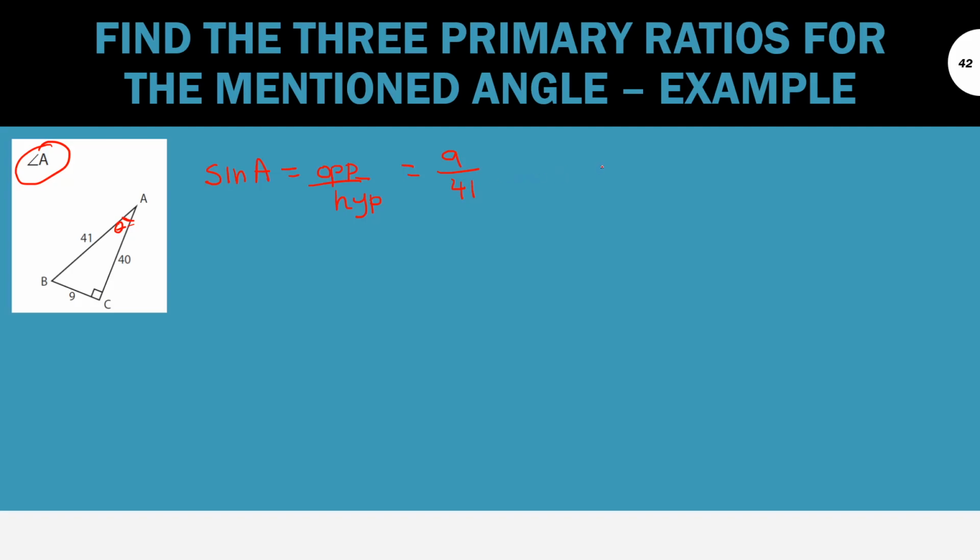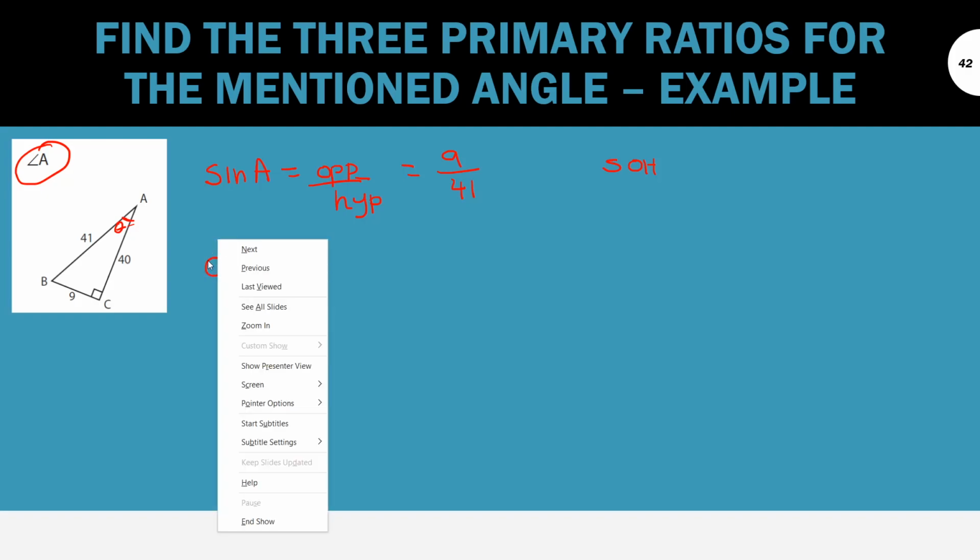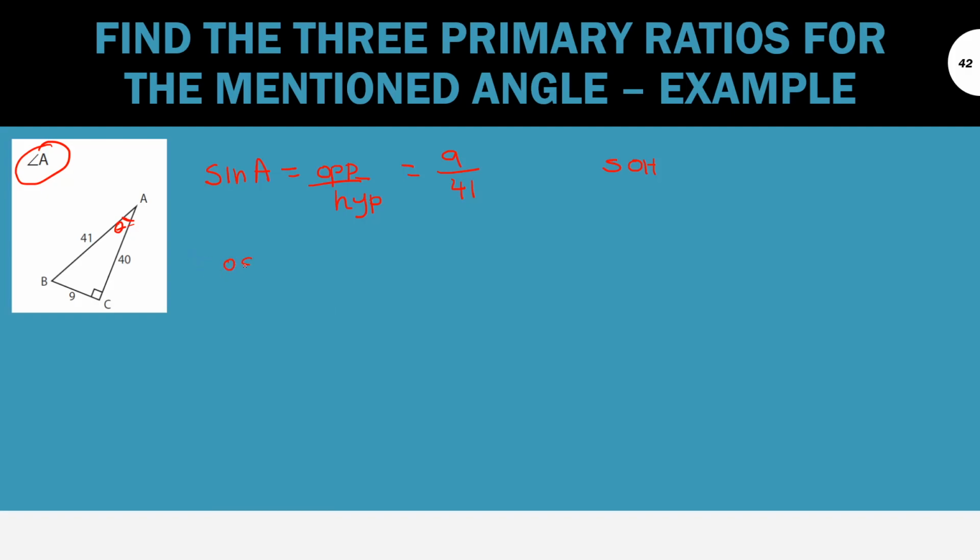Okay, and the thing that would help us remember how to do the ratio in the right order is the acronym. There we go. You might want to actually write that in the beginning. Okay, moving on. So we've got cos of A is adjacent over hypotenuse, and the adjacent is 40 and the hypotenuse is 41. And what helped us to remember this is this guy right here.